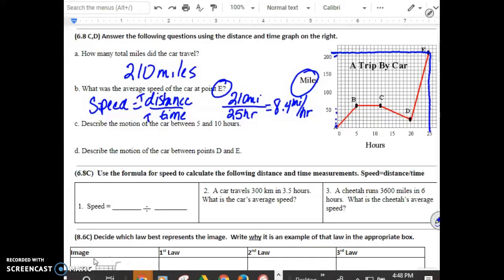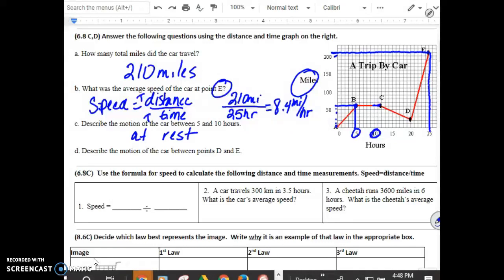Describe the motion of the car between 5 and 10 hours. All right, here is 5 hours, here is 10 hours. At the beginning of the 5-hour mark, the car had traveled 60 miles, and at the end of that time period, the car was still at 60 miles. So did the car go anywhere? The car did not, which means it was a couch potato car, and it was at rest.